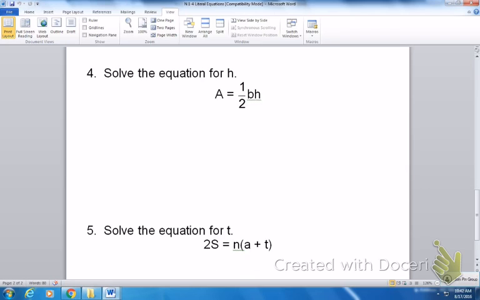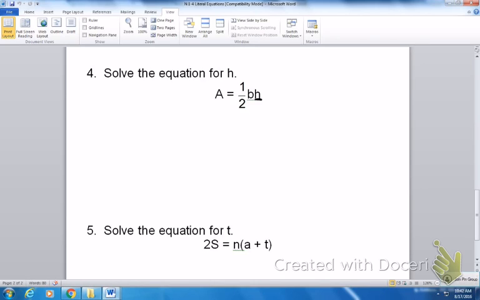Now this is another area, or this is an area formula. It looks like the area of a triangle, 1/2 base times height. It says that we're going to solve the equation for H. I want to make sure and mark that so I don't mess it up. But the thing I noticed about this one that I haven't seen yet is it's starting off with a fraction.